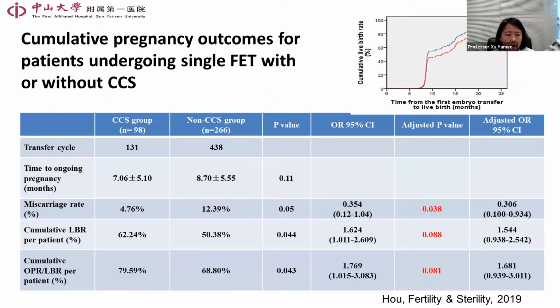And we did not detect a significant difference in the cumulative pregnancy outcomes. And here's the data. In the PGT-A group, it's 79.59%, while in the control group, it's 68.8%. And no significant difference was detected after adjustment for confounders.